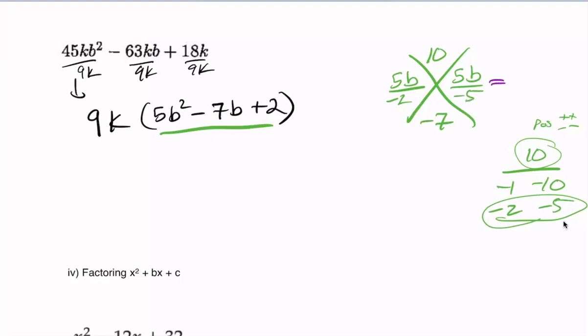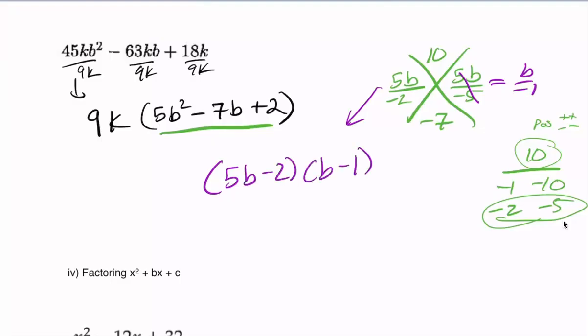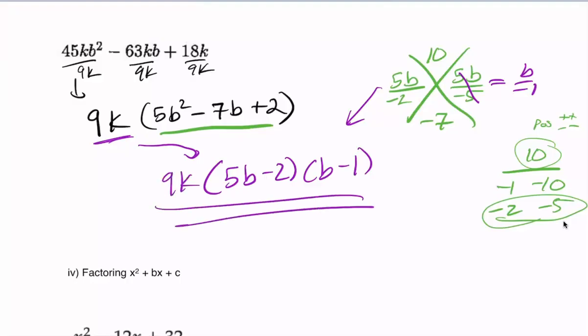Reduce. Over here, the 5's cancel. I get b over negative 1. Don't forget, you do need to keep the 1. And then here, nothing happens, so I'm just going to put 5b minus 2, and then b minus 1. Don't forget the thing you factored out from the beginning. So don't forget, if it does look disgusting, always check: could I factor them all out? Could I factor a monomial first? It makes your life so much easier.